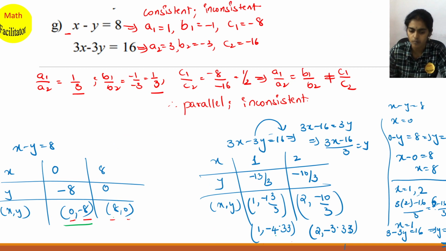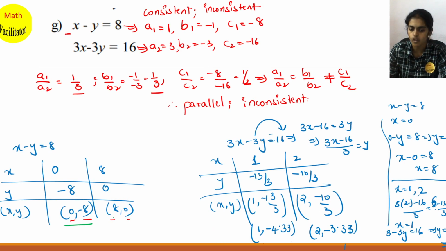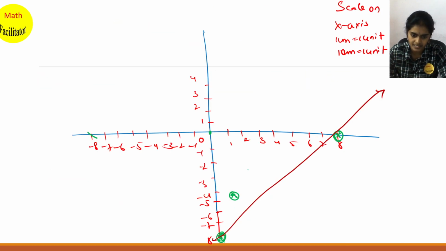And 1 comma minus 4.33. So 1 on x-axis and minus 4.33, that is between minus 4 and minus 5, somewhere here. So somewhere this point. And 2 comma minus 3.33, that is here, between 3 and 4. Right? So now join these 2 points. It comes like this. Now how did the 2 lines come?